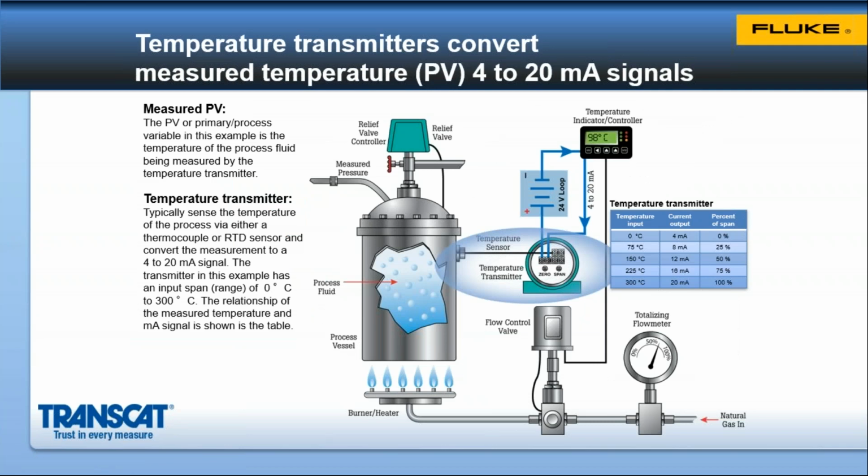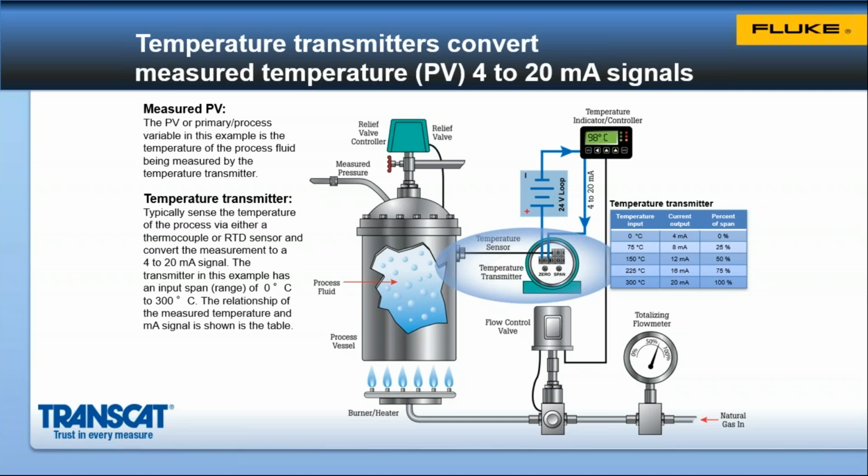So the PV is the primary variable, sometimes referred to as a process variable. In the example shown here, the process variable is pressure. So there's pressure developed within the process vessel, and that pressure needs to be sensed by a pressure transmitter. In this case, the temperature transmitter that's now highlighted has a temperature sensor that goes into the process and measures temperature.